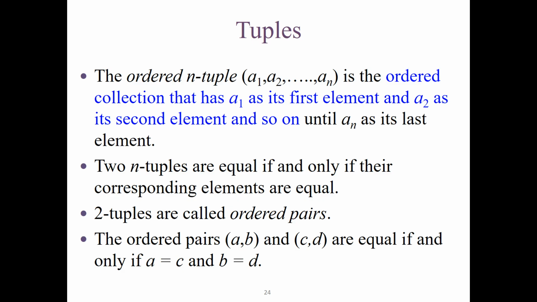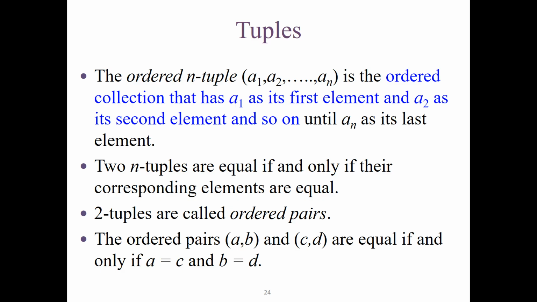Next, let's see the definition of tuples. Okay, tuples means an ordered collection of objects. So for an ordered n-tuple A1, A2 to An, we have such an ordered collection of objects A1 to An. Okay, so we call this an ordered n-tuple. Based on this definition, we can have 2-tuples. Once we only have elements A1 and A2, then we call this a 2-tuple because the number of elements is 2. We can also call this an ordered pair because it is ordered and the number of elements is 2.